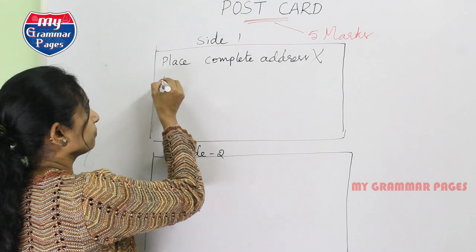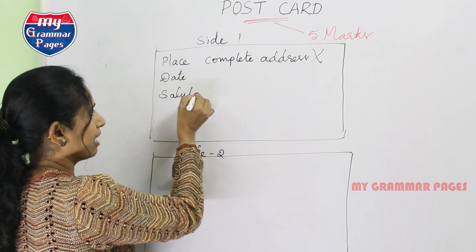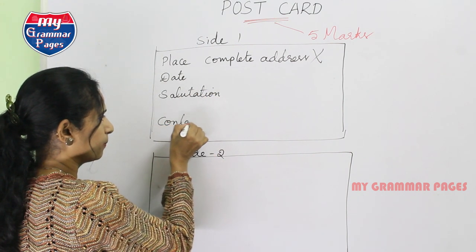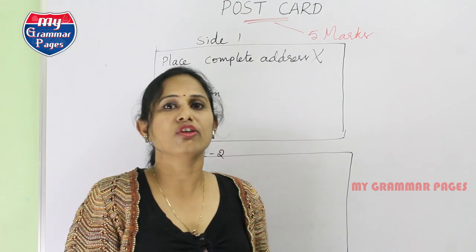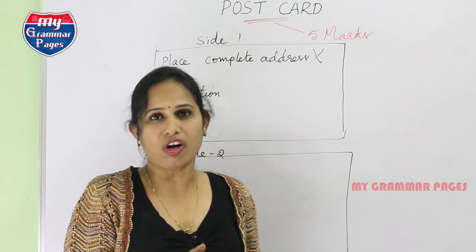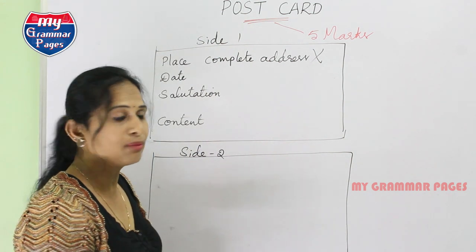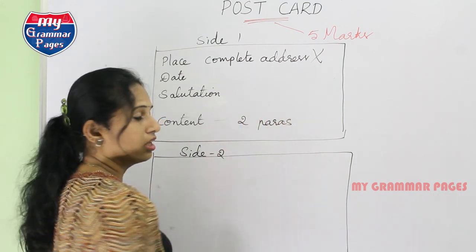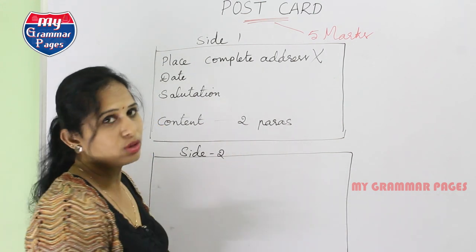And next comes the date. And next, the salutation. And now comes the content. And we know that postcard is a kind of informal piece of communication where it is pretty short when compared to the normal informal letter, and your content should not exceed more than 2 paragraphs. You are supposed to confine the entire content or the message you are sending to the opposite person in only 2 paragraphs.